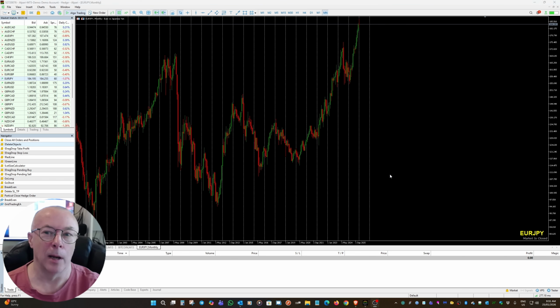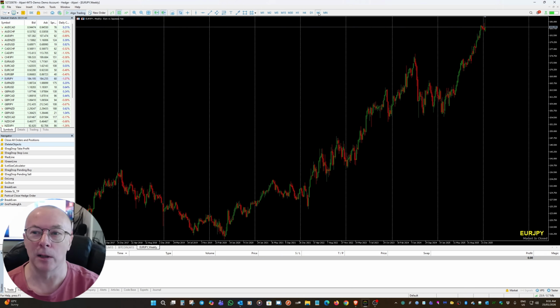What I'm looking at right now is Euro Yen, and as you can see on the monthly chart, this is at an all-time high at the moment. The time scale on MT5 goes back to January 1999, so this is over a very long period of time. Now what I'm going to do is a top-down analysis, starting with the monthly and going down to the weekly, daily and the 4-hour chart as well.